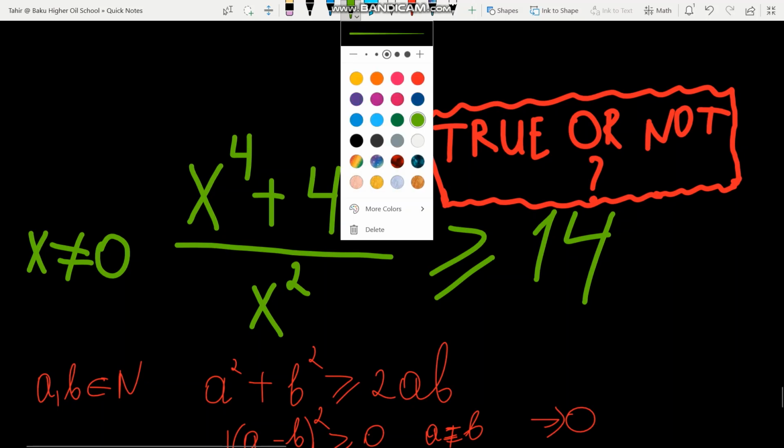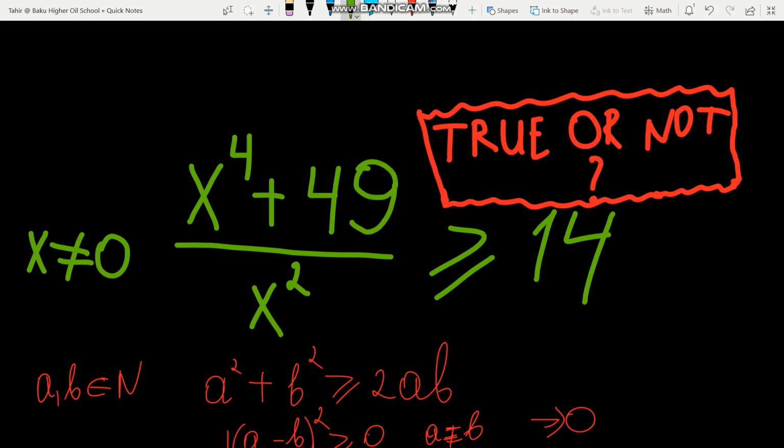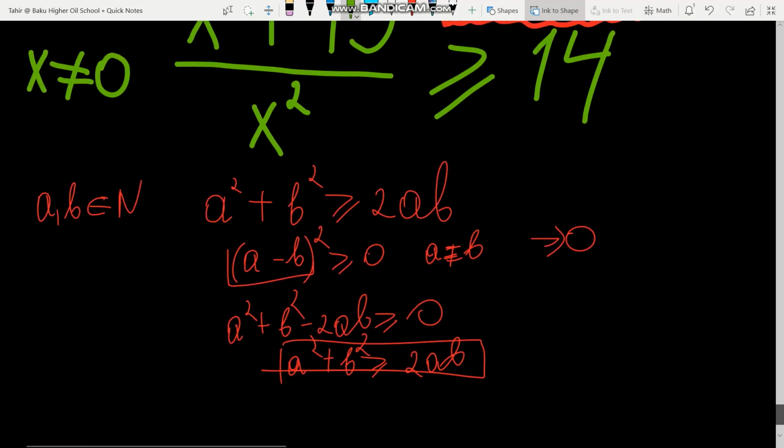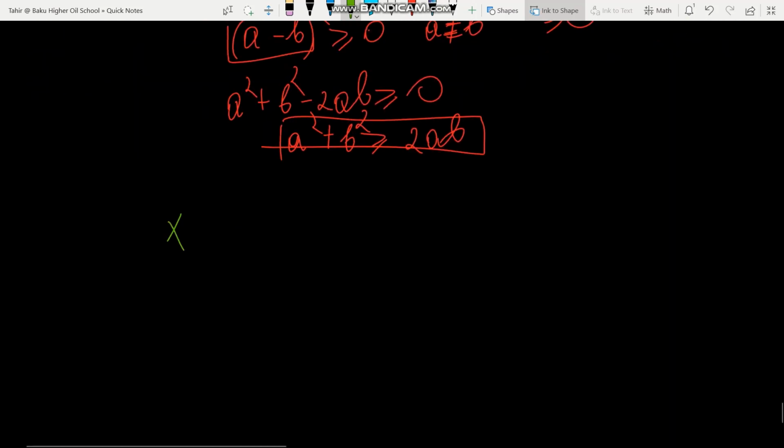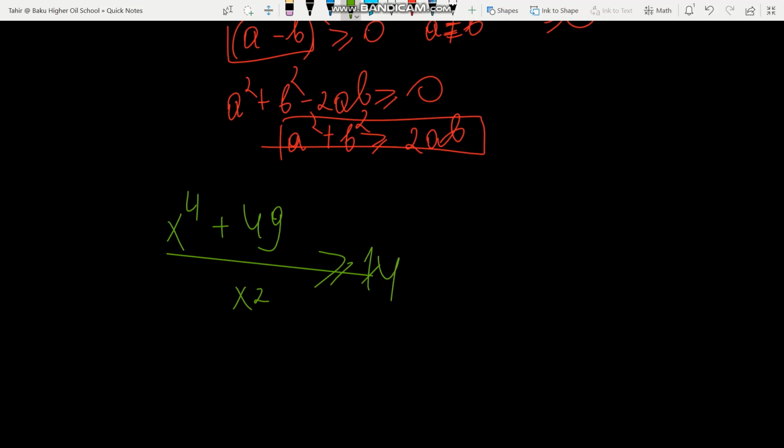And coming to our inequality, let's try to solve it. Let us think about how we can start solving this question. Let's start. X to the power 4 plus 49 divided by x squared is greater than or equal to 14, and x is not 0 here.